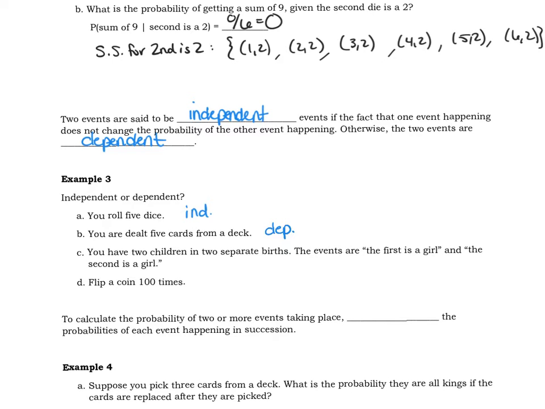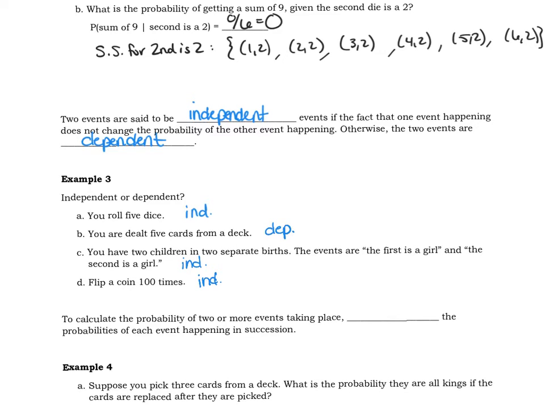So those are dependent. Okay, you have 2 children in 2 separate births. The events are the first is a girl and the second is a girl. So again, if these are separate births, the gender of one child has no impact on the gender of the next one. These are independent. And if you flip a coin 100 times, does one flip have any bearing on any of the other 99 flips? Absolutely not. And so those events are independent.